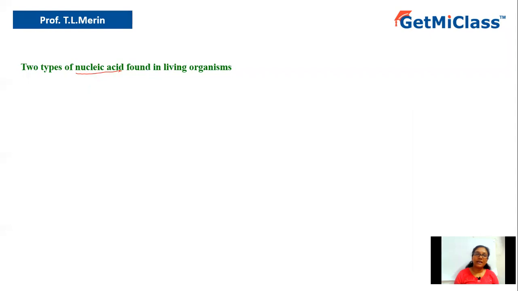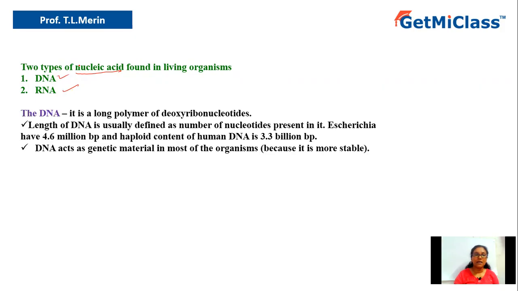When we talk about nucleic acid, there are two types found in living organisms. One is DNA, the other one is RNA. DNA is deoxyribonucleic acid, RNA is ribonucleic acid. Now, what is DNA? As I told you, it is deoxyribonucleic acid. Since the name says so, it is made up of deoxyribonucleotides.